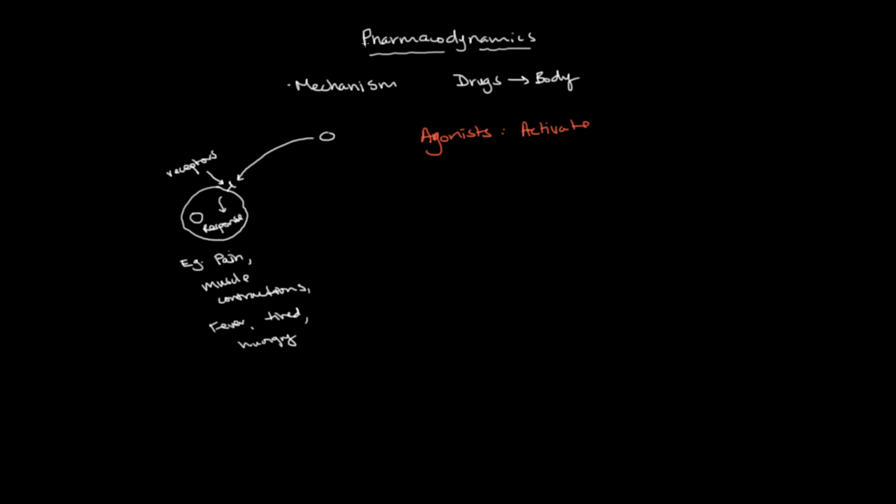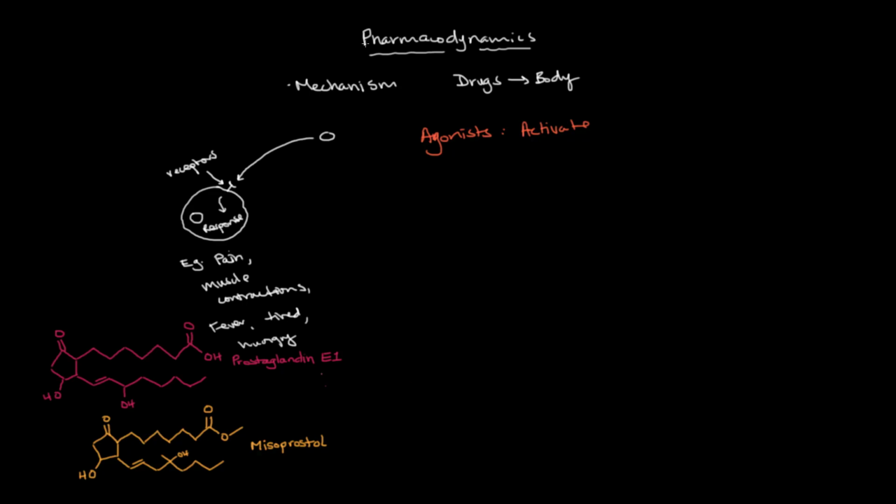A good example of this is misoprostol and prostaglandin E1. Prostaglandin E1 is an example of a molecule that's produced by the body. So this is made by the body, and it activates receptors on cells within the uterus. Prostaglandin E1 is involved in delivery or labor from the uterus. And misoprostol, which you can see below, this is the drug.